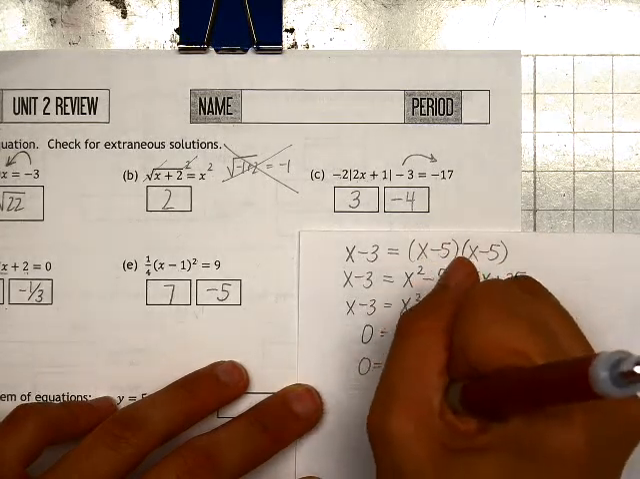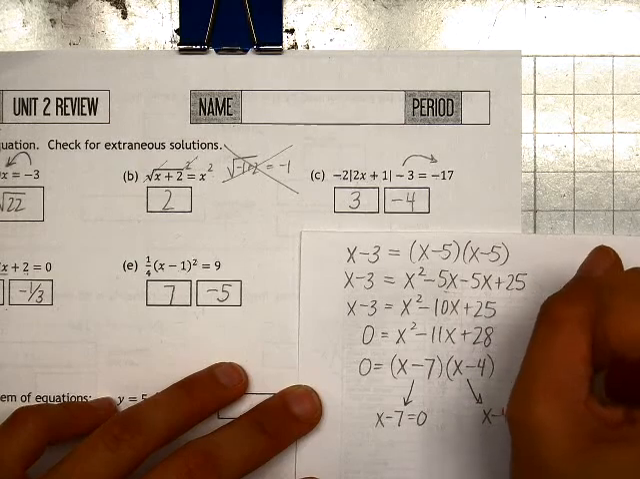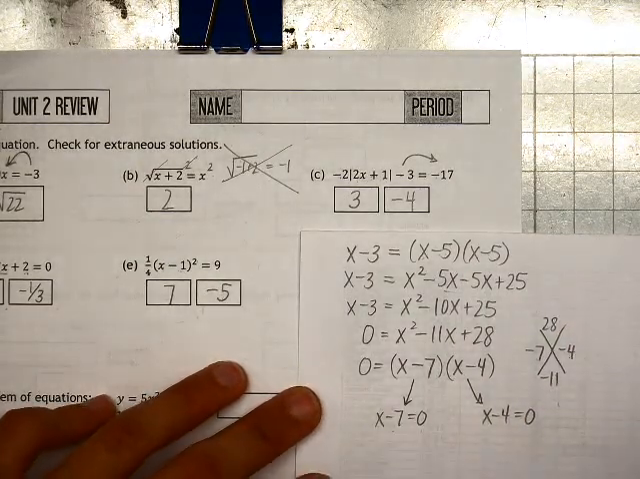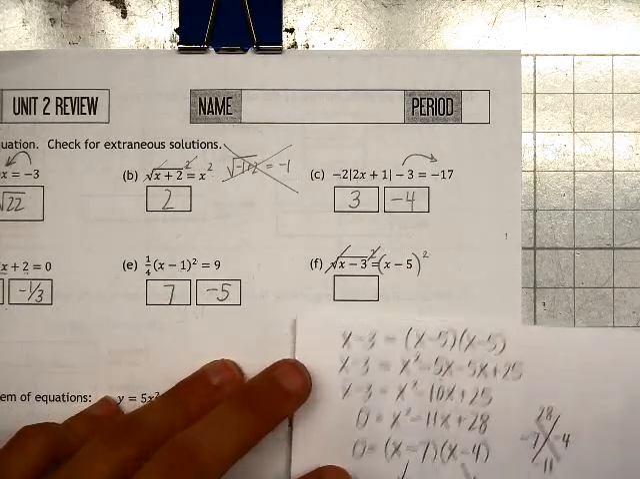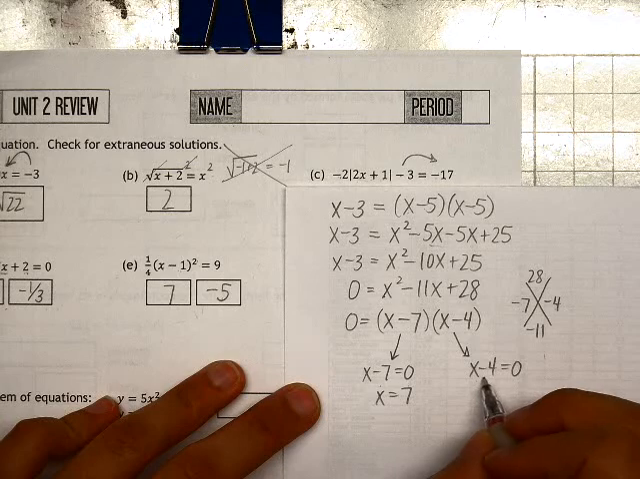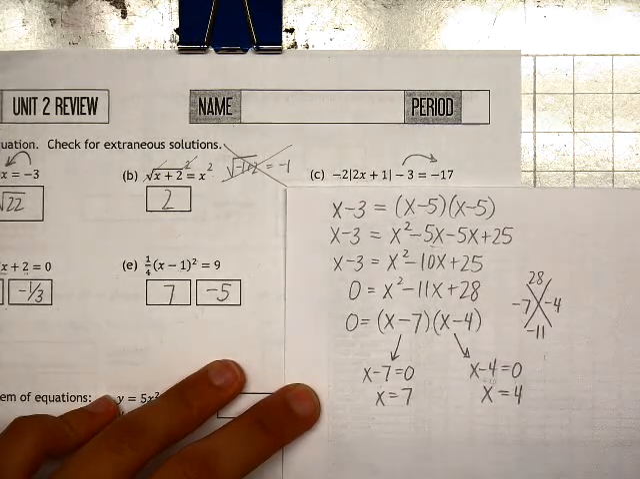That means we take x minus 7, equal it to 0, and also x minus 4 and equal it to 0. If I solve the first one by adding 7 to both sides, I'll know that x is going to be positive 7. If I take the second one and move the 4 over to both sides, I know that I get x equals positive 4.